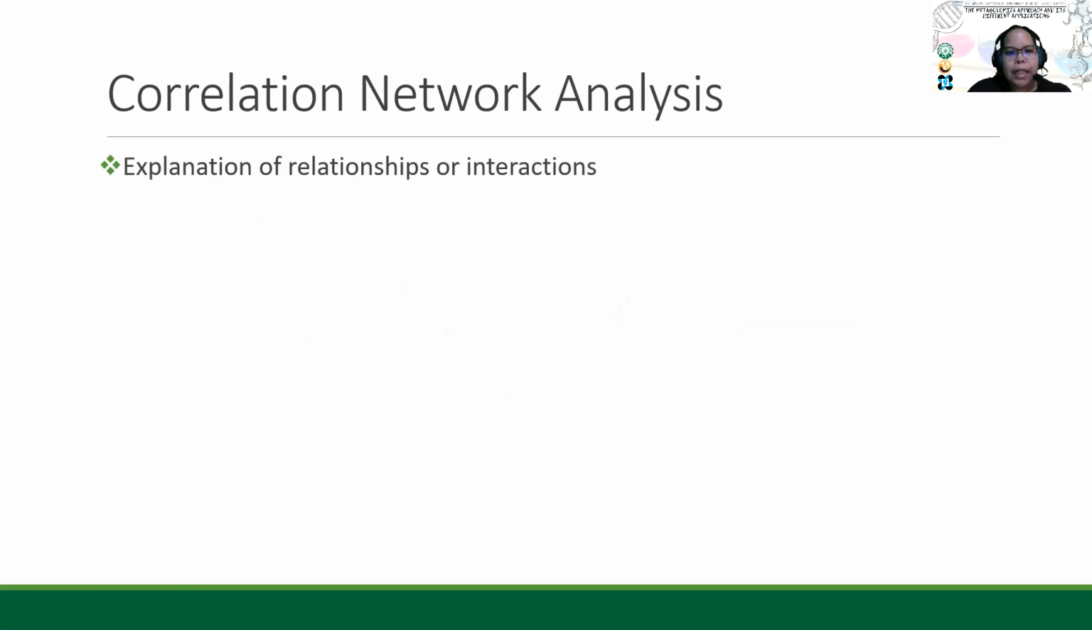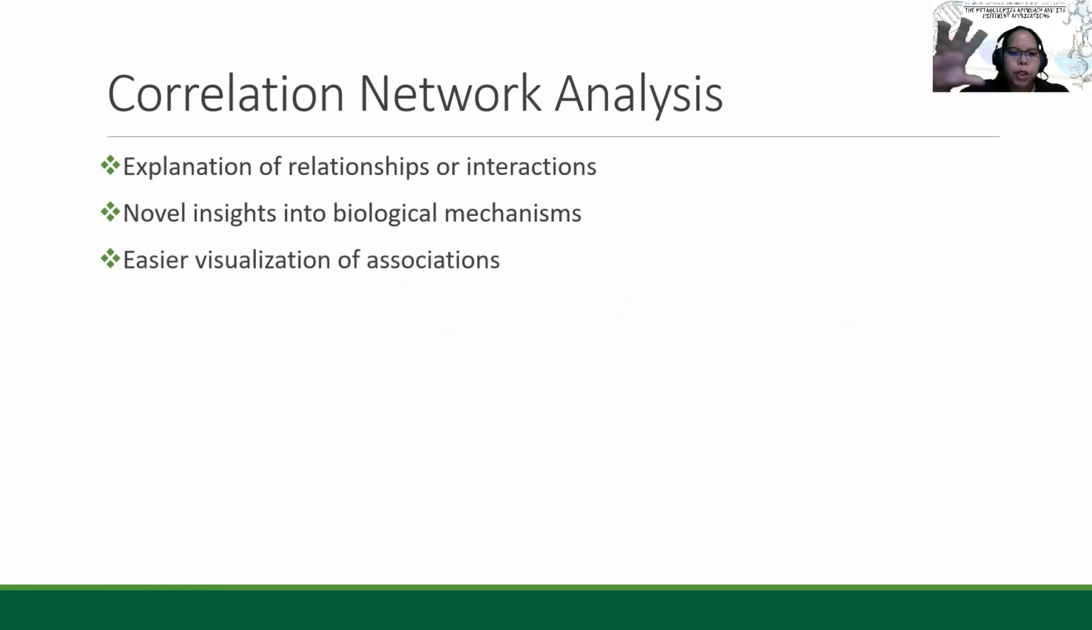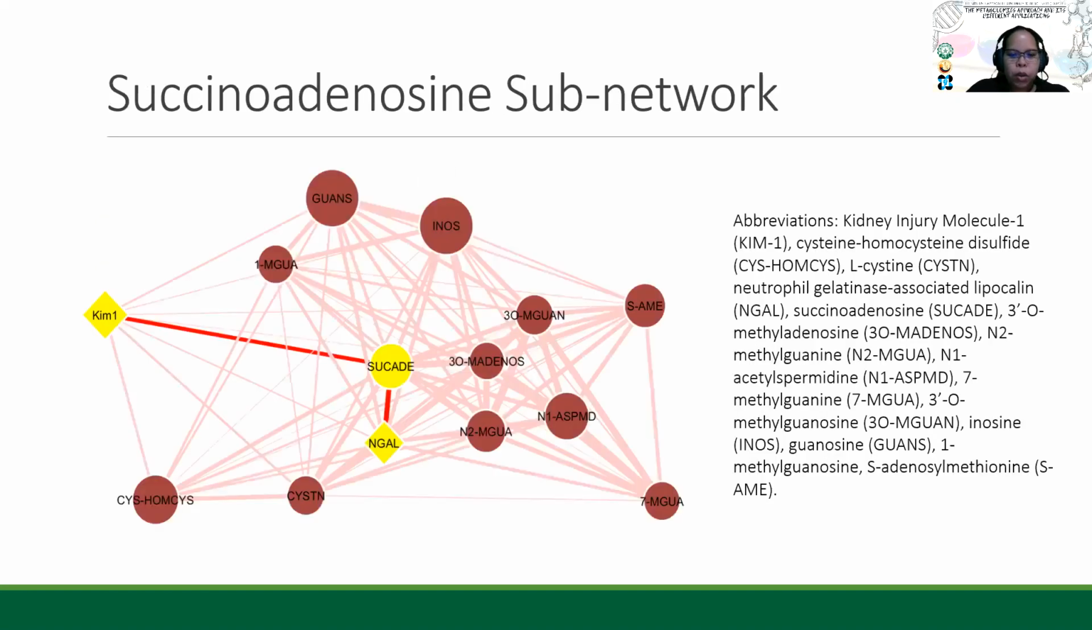So we made use of correlation network analysis to explain the relationships or interactions present between these protein markers as well as the metabolites, in order to gain novel insights into the biological mechanisms, and to more easily visualize those observed correlations between these two groups of molecules. So in terms of the succinoadenosine metabolite, this is the subnetwork of the correlation network analysis. In the immediate network of this succinoadenosine metabolite, you can see KIM1 and NGAL that are directly and strongly correlated to succinoadenosine, as well as other purine metabolites and some methylated metabolites.